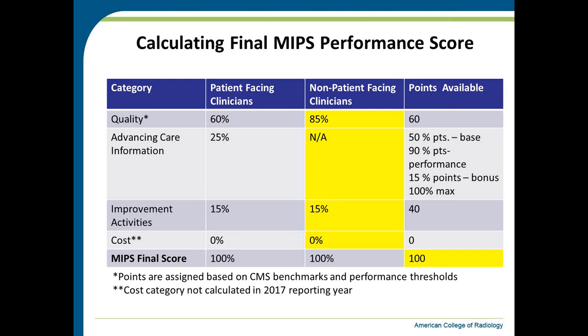And I mentioned there's 4 performance categories. For 2017, we don't have to worry about cost. The cost category is not calculated for any clinician in the 2017 reporting year. So do be mindful that a majority of our membership is considered non-patient facing clinicians, so quality improvement activities will give you the bulk of your MIPS final score.